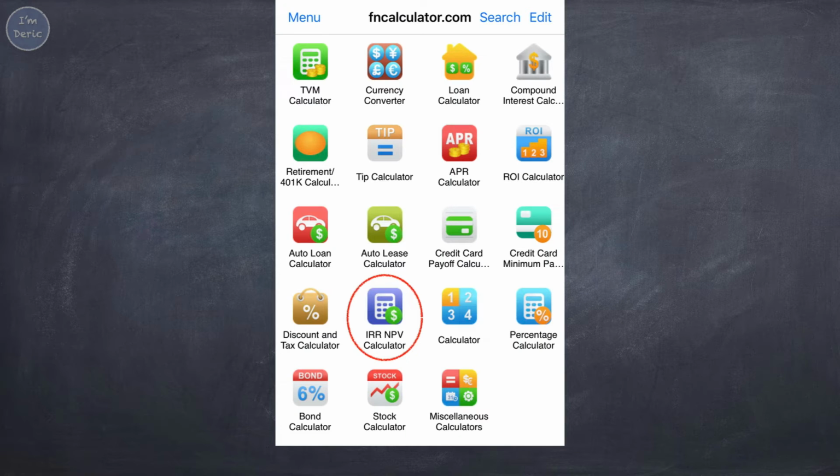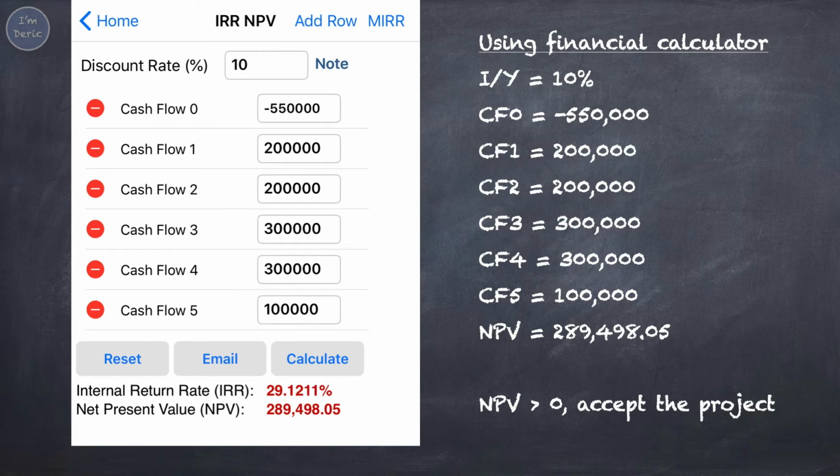For this question, let's turn to the Financial Calculator app. We will use the IRR NPV calculator. Using Financial Calculator, key in the discount rate 10%, CF0 negative 550,000, CF1 and CF2 200,000, CF3 and CF4 300,000, CF5 100,000. Then just press Calculate, you will get the answers of IRR and NPV. Because the NPV is greater than 0, we will accept this project.